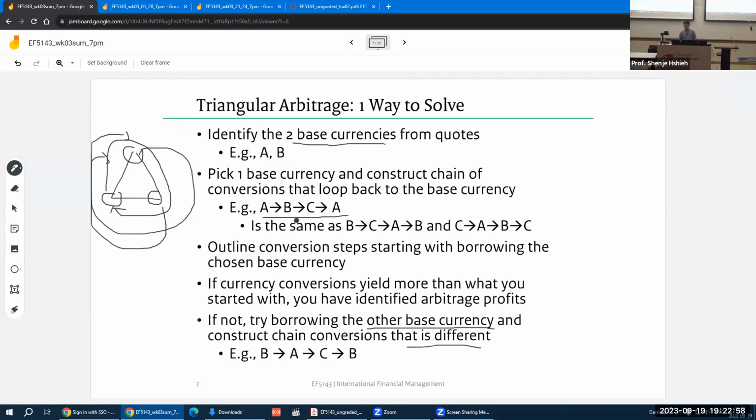So here, if I checked A to B to C to A, and I start from B, I'm not going to go to C, right? Because that's covered by this example here. It's covered. So instead, I'm going to go from B to A to C to B. Just notice that this is not the same as this, right? It's not the same.